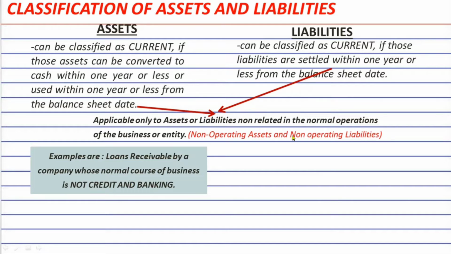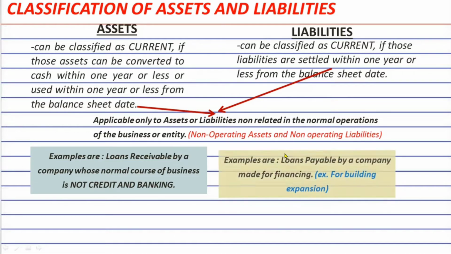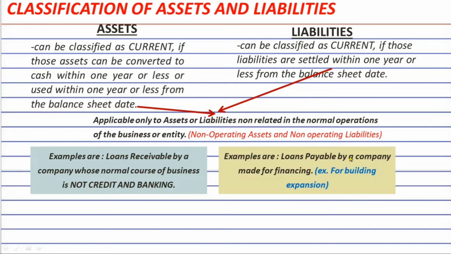Okay? And as for liabilities, we have loans or notes payable in which that borrowing should not be related to the day-to-day operations of your entity. Example, it can be a loan you availed for you to expand or construct a building for the company. Okay? So, those are the examples. Now, next question. What if the assets or liabilities are related to operations? What will happen to the classification?